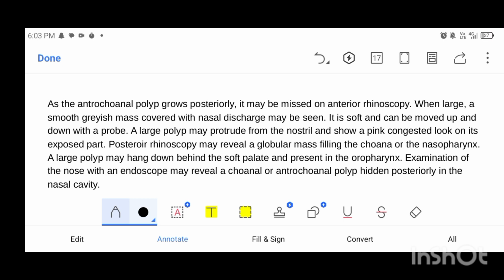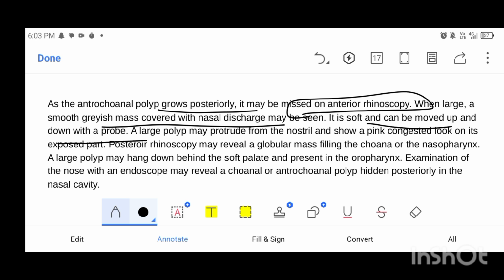Basically, the antrochoanal polyp usually grows posteriorly. It may be missed on anterior rhinoscopy, or the patient has a grayish mass covered with nasal discharge when we examine the nasal cavity. It is soft and moves with the probe, and a large polyp may protrude to the nostril. It also protrudes to the nostrils and gives a pink congested look on its exposed part. It means that when it comes out of the nasal cavity and can be seen from the exterior, it is a pinkish mass with a congested look.